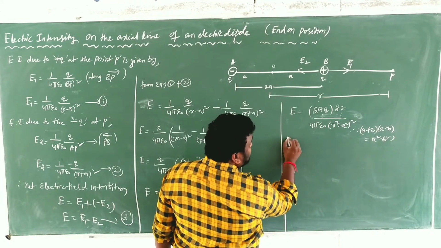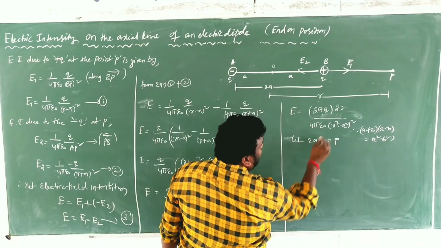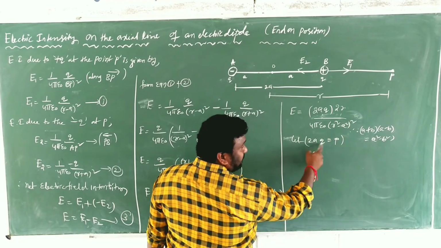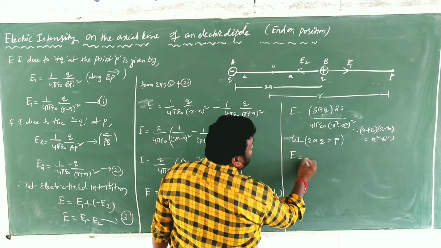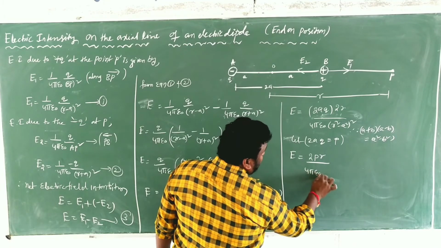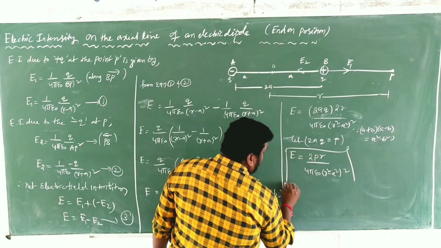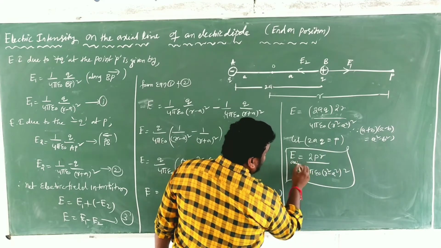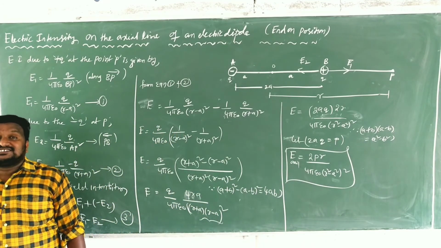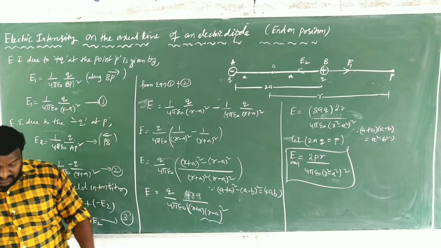And children, already we know that 2A into Q means the dipole moment. So 2A into Q is equal to P. Then substitute here: E is equal to 2PR by 4 pi epsilon naught into (R square minus A square) whole square. So this is the expression for electric field intensity at a point on the axial line of a dipole. Clear? Very important.